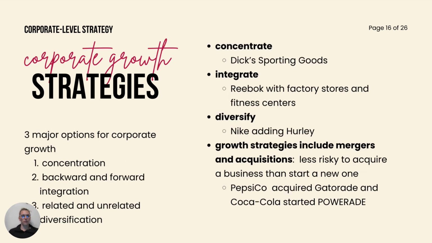There we go. Corporate growth strategies. Three major options for corporate growth: concentration, backward or forward integration, and related and unrelated diversification. So over on the right, concentrate. That's what Dick's Sporting Goods method is. They stick to sporting goods. They know they're good at it. That's what they're going to do.